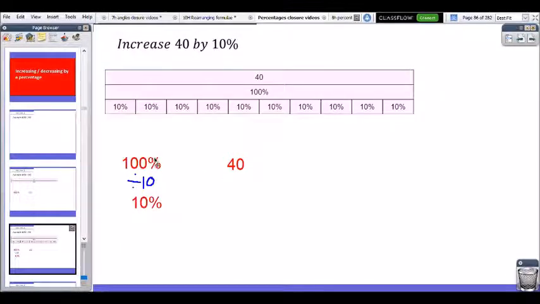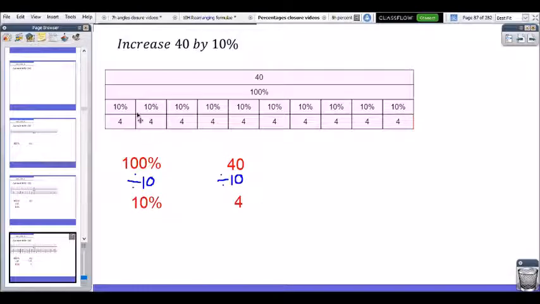If I've divided 100% by 10, I'm going to divide my other quantity. So this 40, I'm going to divide it by 10 as well. So as you can see by my diagram, 10% is equal to 4 because 10 lots of 10% fit into 100% and 10 lots of 4 fit into 40.